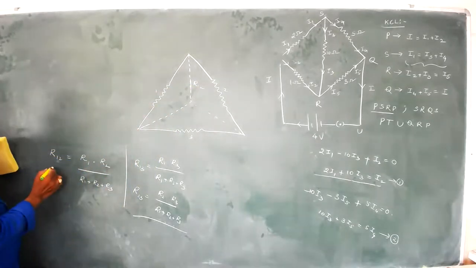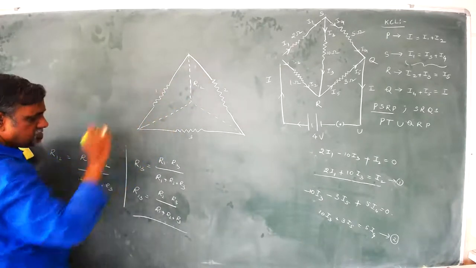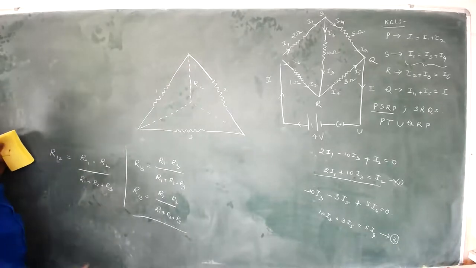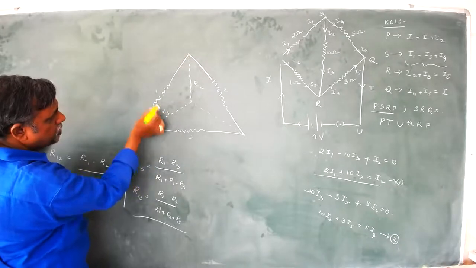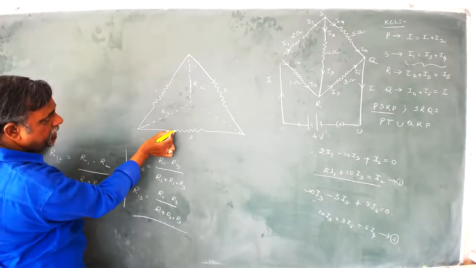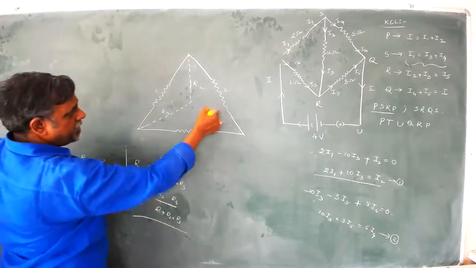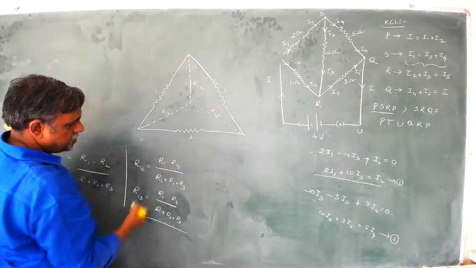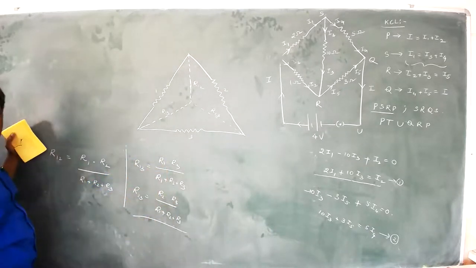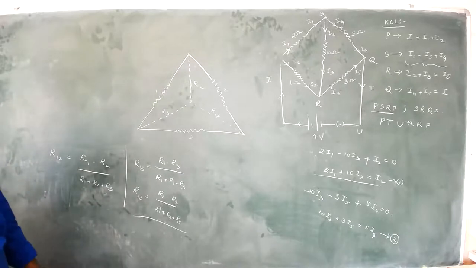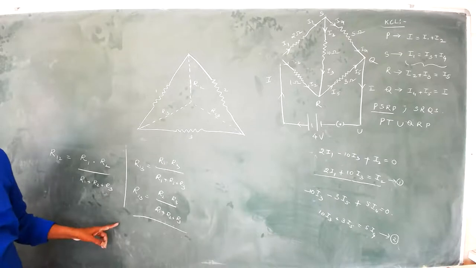R12 is equal to the product of these two things divided by the sum of all of these. Next, R13: the product of these two things divided by the sum of all of these. Next, 2 and 3 becomes R23: R2 R3 divided by the sum of all these three things. Understood? Okay.